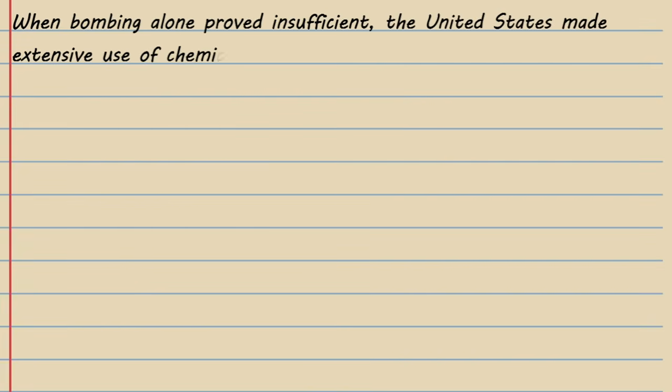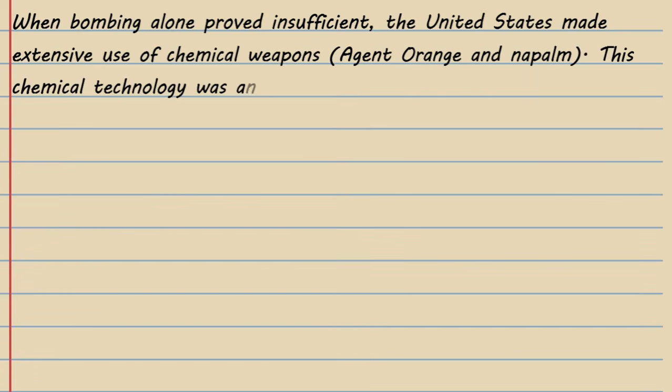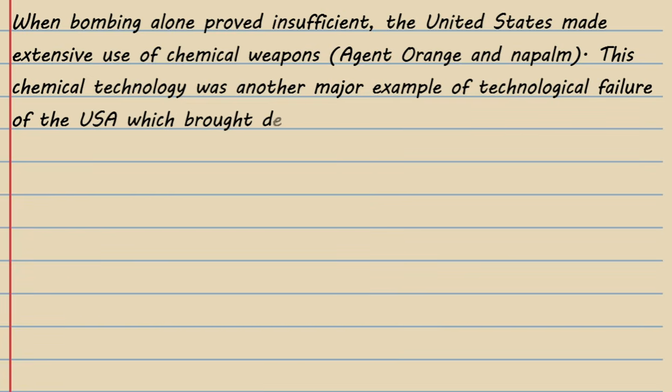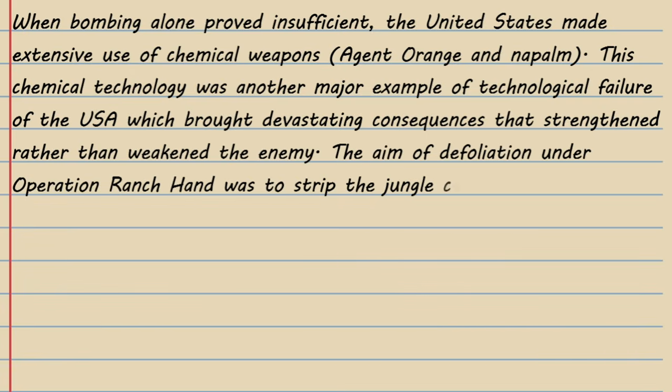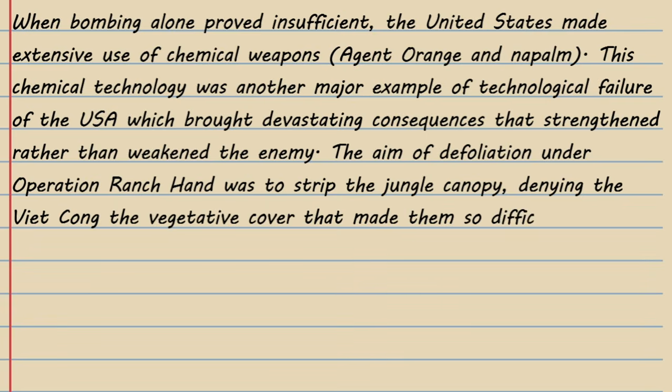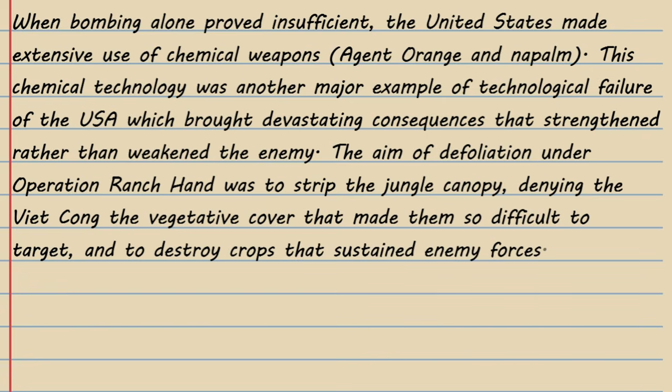When bombing alone proved insufficient, the United States made extensive use of chemical weapons, Agent Orange and Napalm. This chemical technology was another major example of technological failure of the USA, which brought devastating consequences that strengthened rather than weakened the enemy. The aim of defoliation under Operation Ranch Hand was to strip the jungle canopy, denying the Viet Cong the vegetative cover that made them so difficult to target, and to destroy crops that sustained enemy forces.